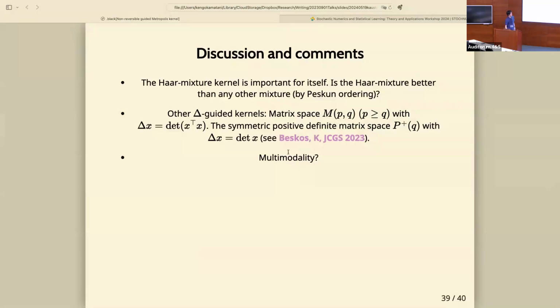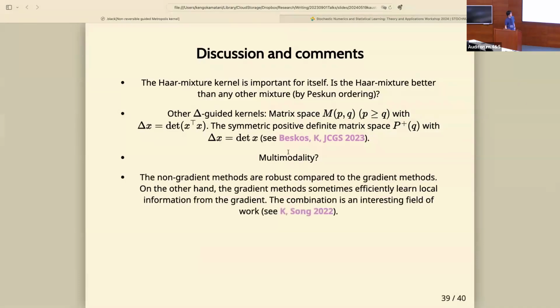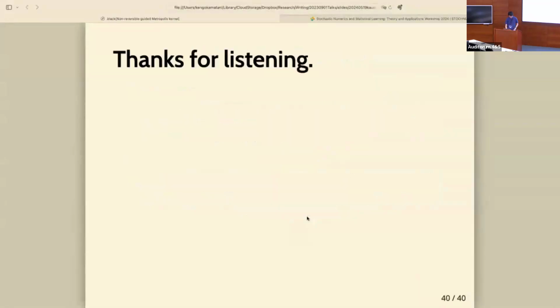And for multimodality, I'm not sure it works well. There's also the fact that this is a non-gradient method, but we may combine it with a gradient method. But there's a difficulty. If we consider a gradient method, the order structure will collapse. So currently, there's no simple way to use a gradient method in this framework. There's some work on this, but it's a reversible method. And that's it. Thank you for listening.